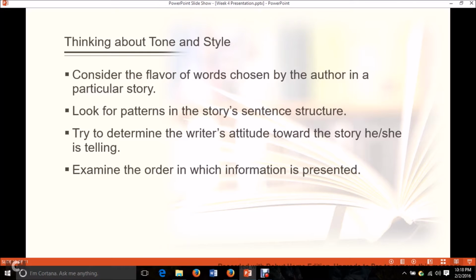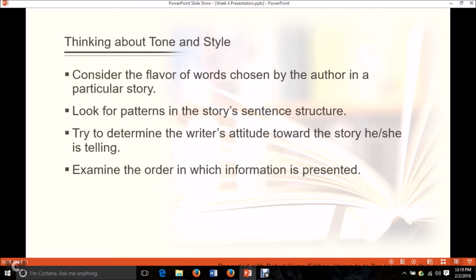Other things, look for patterns in the story's sentence structures. Sentence structure can definitely create an overall style and tone to a work depending on the way it is used. Is it very complex? Is it very short and in short snippets? Does that create an angry feeling, or more academic, or more flowery? Is it too expressive? So take a look at how sentence structure can help convey that tone and style.